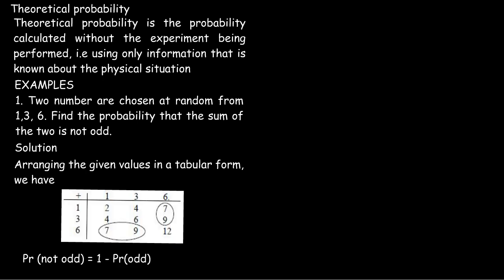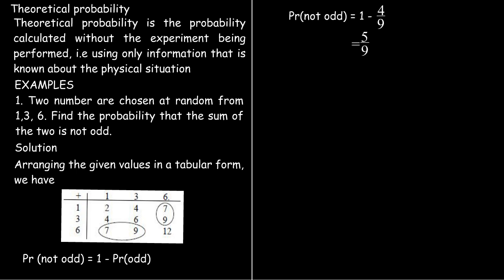And the probability of not odd will be 1 minus the probability of the number being odd, which should be equal to 1 minus the total number of odd numbers, which is 4, divided by our total possible outcomes, which is 9. So it will be 1 minus 4 over 9, which should be equal to 5 over 9.